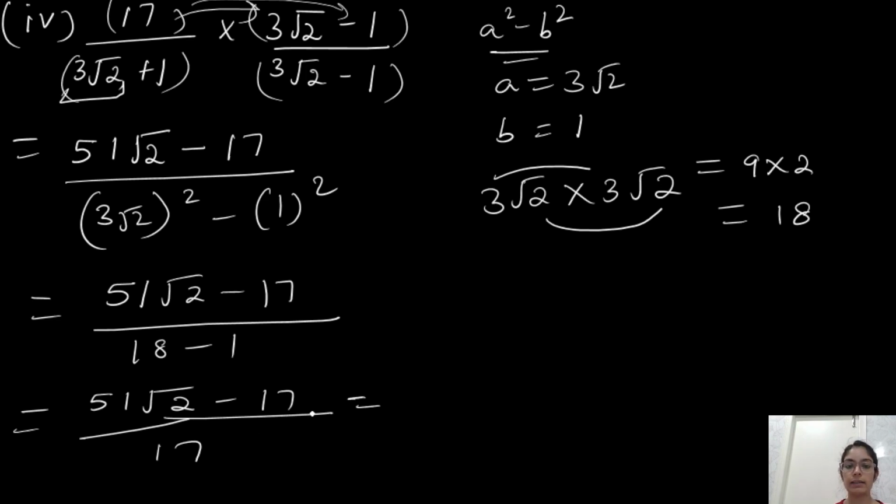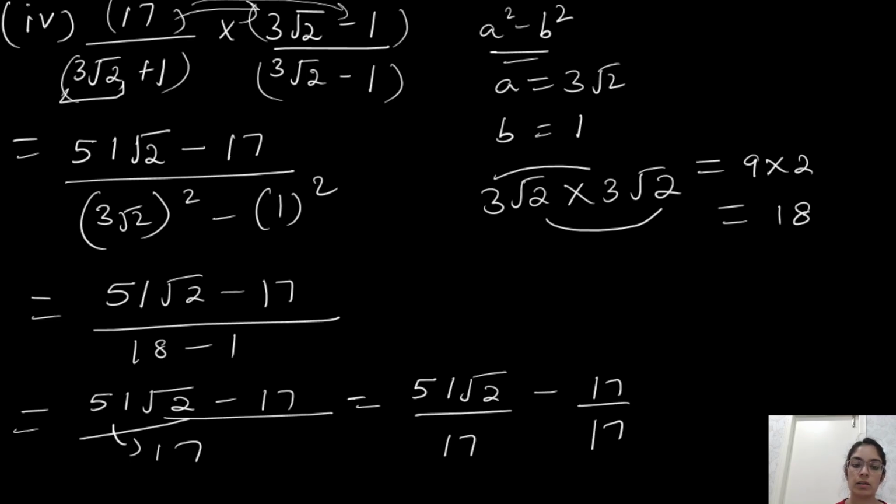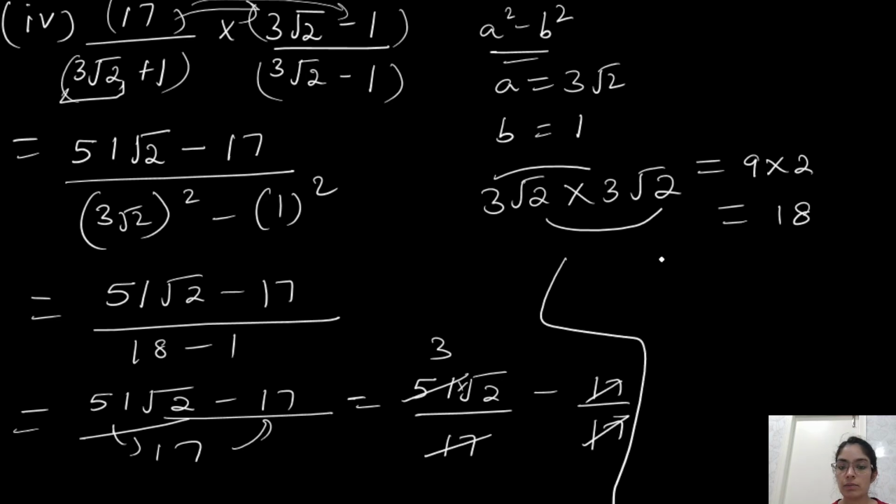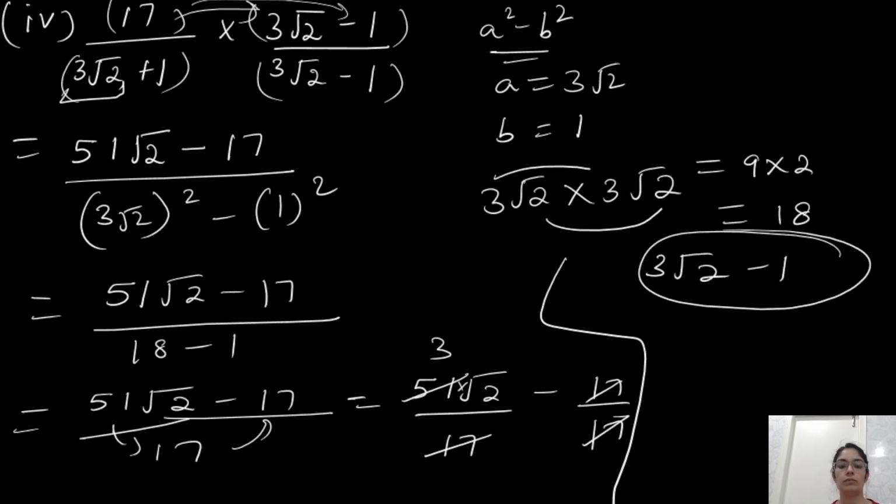So let's write it individually. This will become 51 root 2 by 17 minus 17 by 17. With each it will come. So 17 into 3 we can do cancellation because they are getting multiplied, 17 into 17. So final answer here I am writing, which is equal to 3 root 2 minus 1. So this is the final answer of this one.